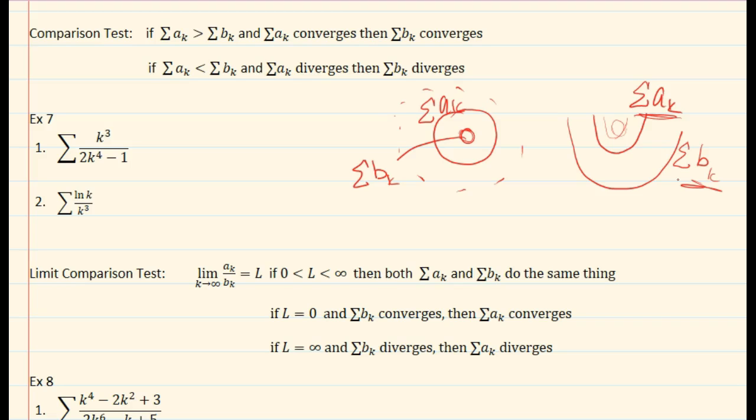So we're going to be doing a lot of comparisons with our P series, because we know those just by looking at them, whether they converge or diverge. And another one we can use is the geometric series, especially those that converge, because we know that their common ratio, the absolute value of r, is less than 1. So let's try the comparison test.